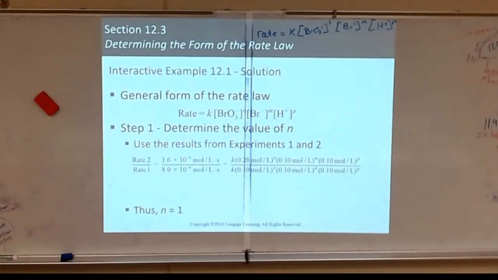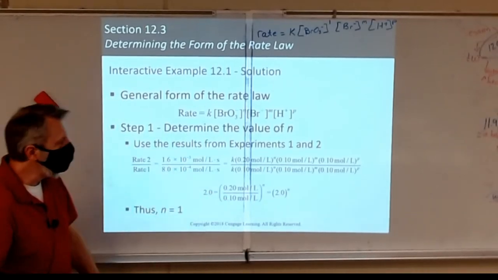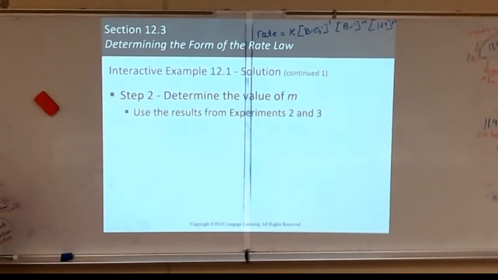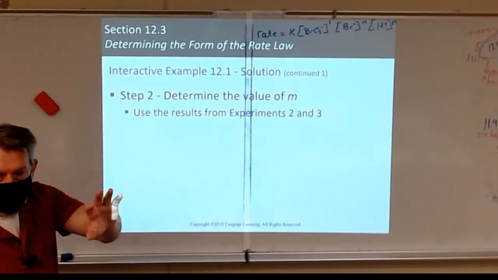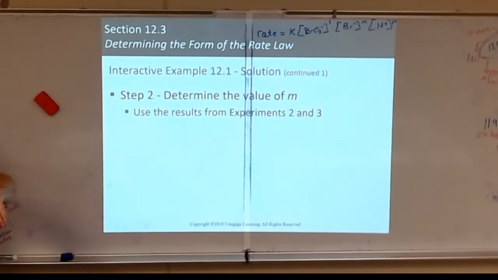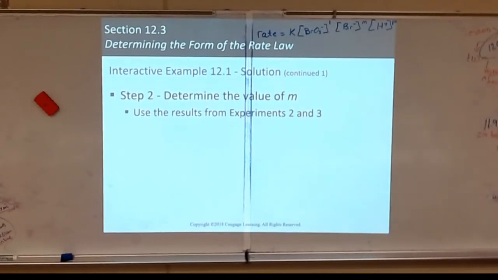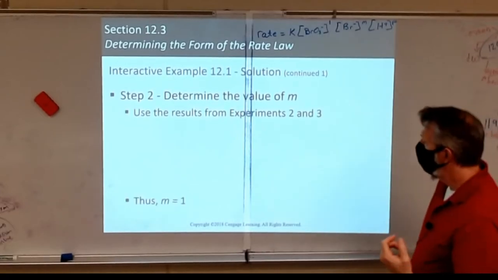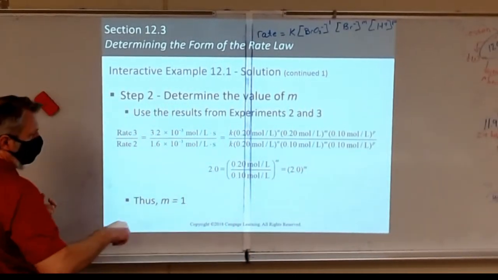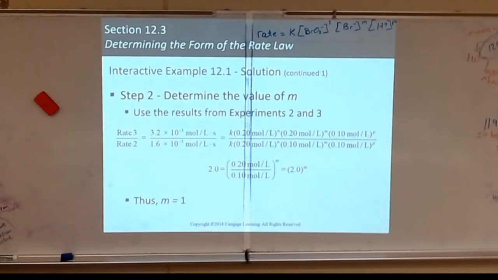Take a look at the next one here. Let's see, maybe this works. So y'all get this? Let's take a look at the next one. Let's determine the value of m. I'm going to use the results from experiments 2 and 3. Right? We just talked about that. And the nice thing is the concentration of bromide did what? Doubled, and the rate did also what? Doubled. So that's going to be what order? First order. That's going to be another first order. So m is going to be 1, another first order. Let's go ahead and write that down.